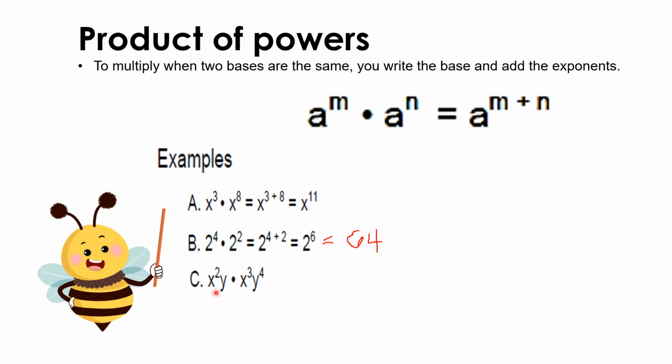Next, we have x raised to 2, y multiplied by x cubed, y raised to 4. This time around, we have two bases, so just rewrite again. Just rewrite the base, then add the exponent. So we have x raised to 2 plus 3 multiplied by y raised to 1 plus 4. This variable has an exponent of 1, that is why that is y raised to 1 plus 4. So we have x raised to 5, y raised to 5.